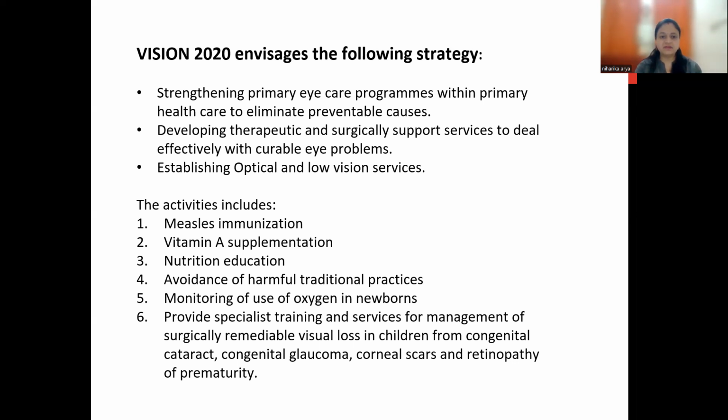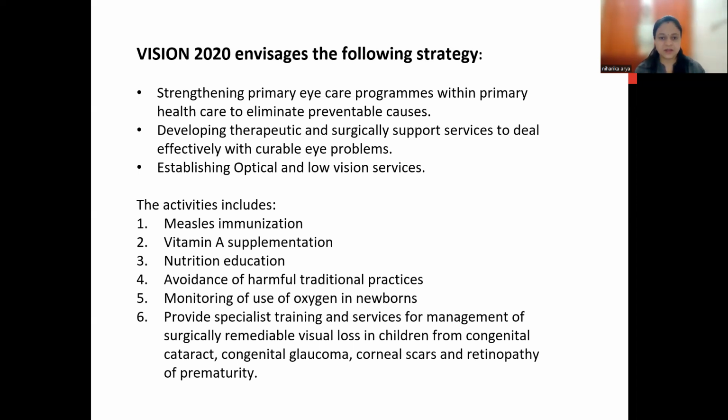Vision 2020 envisages the following strategies. First is strengthening the primary eye care programs within primary healthcare to eliminate preventable causes. Second, developing therapeutic and surgical support services to deal effectively with curable eye problems. Third is establishing optical and low vision services. So these are the strategies envisaged by Vision 2020.